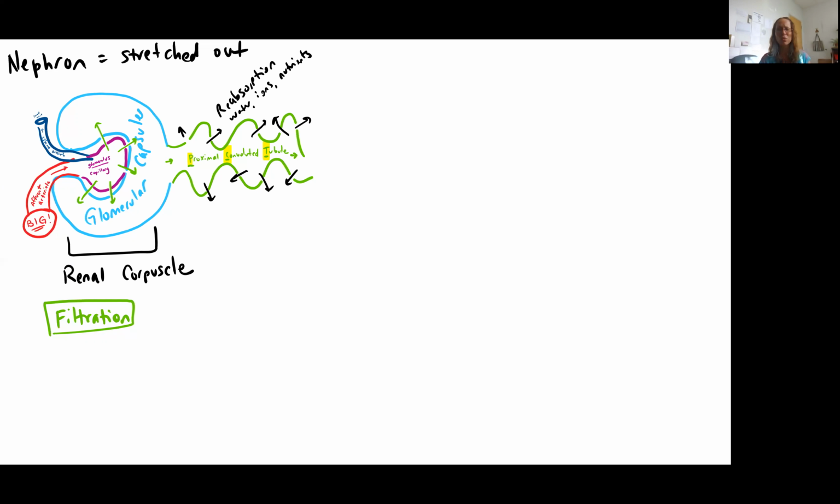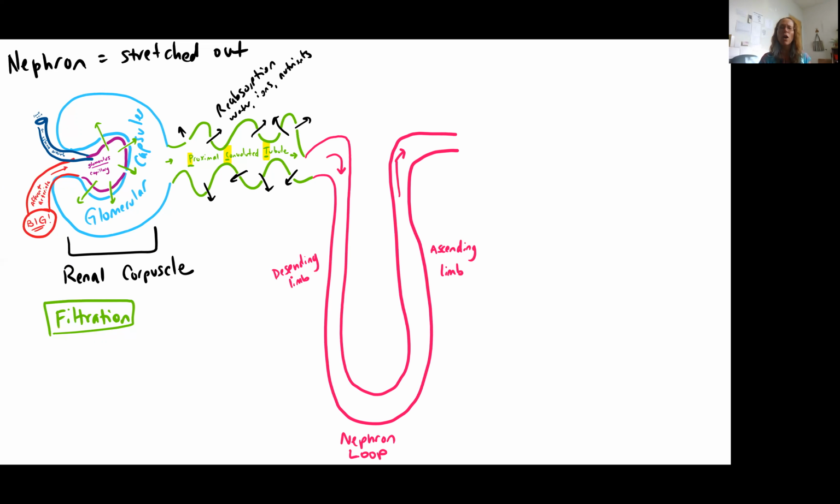If the molecules can fit through the openings, they will leave that glomerulus. And so there's not a lot of specificity to a filtration process. From there, your fluid is going to move into what's called the nephron loop, or the loop of Henle. Notice you have a descending limb and then an ascending limb. So you have fluid moving down and then fluid moving up. And we'll see different functions happening on each one of these limbs of the loop.